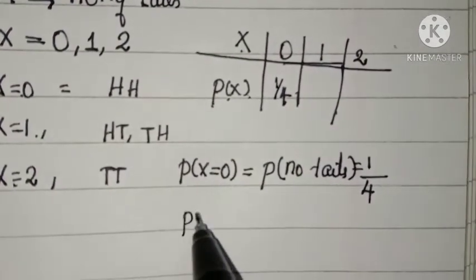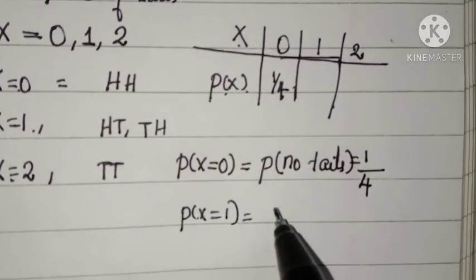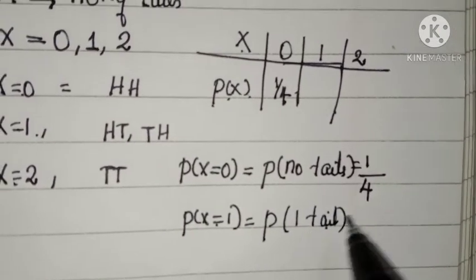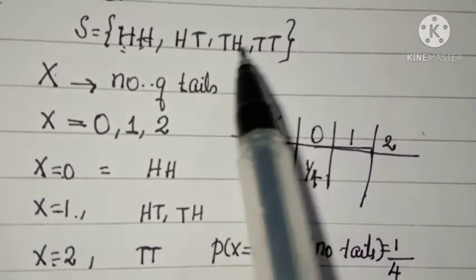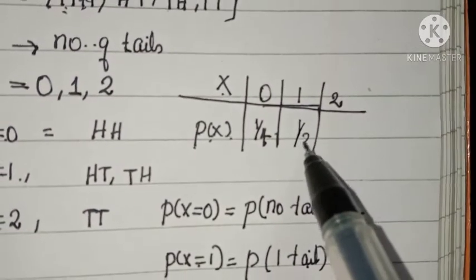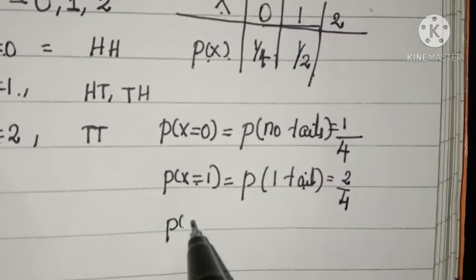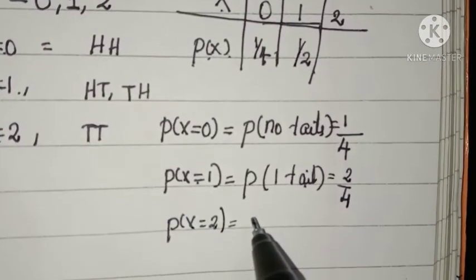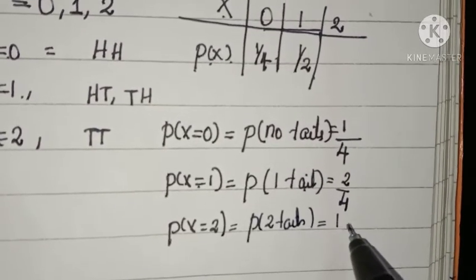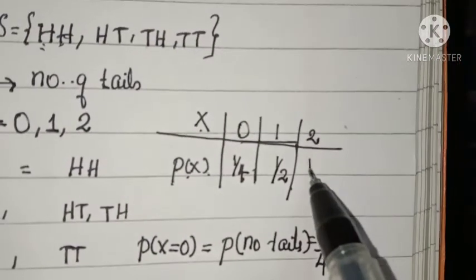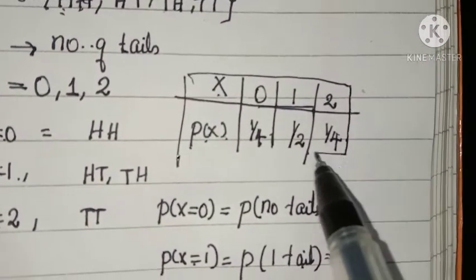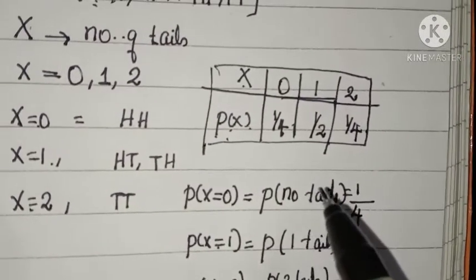Now when x equal to 1, what is the probability? So x equal to 1 means one tail. To get one tail, there are two chances, two favorable cases out of 4. So probability is equal to 1 by 2. Now P of x equal to 2. X equal to 2 means both are tails. So both are tails means only one favorable case out of 4. So P of x equal to 2 is 1 by 4. So this is known as a random variable and its probability distribution.